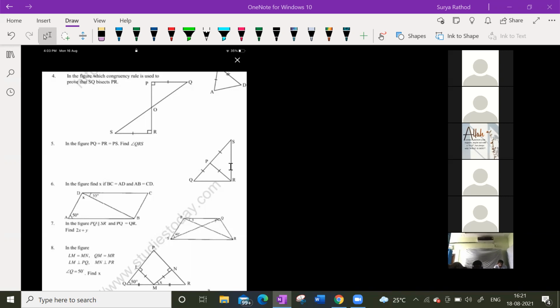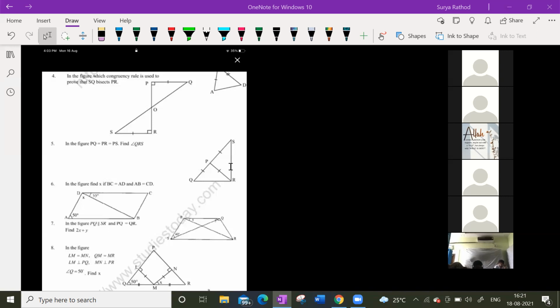Sir, because SQ bisects PR, right? So therefore, PO is equal to OR. I have one side, and then the angle is 90 degrees, and then SR and PQ are equal. So SQ bisects PR. Therefore, PO is equal to OR.